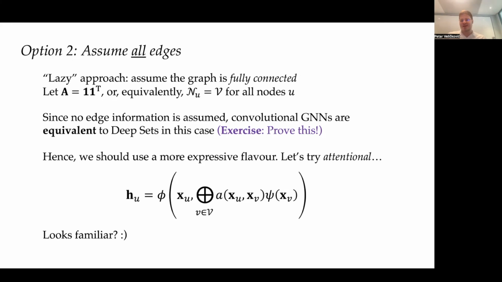Well, as we know, the next step up is attentional GNNs. Here I put in front of you the equation of an attentional graph neural network, where the only difference I'm making is that now I'm making the neighborhood of node U equal to all of the nodes. So the aggregation operation goes over all of the vertices. And now I compute this attention coefficient between all pairs, and I use that to aggregate.